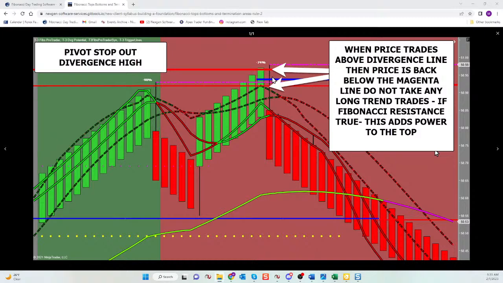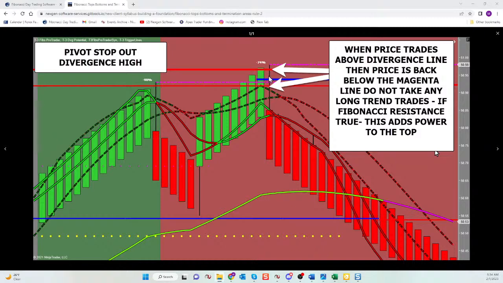We start the process over when price reaches this area of resistance, this magenta high, and this second area of resistance. You'll notice that absolutely none of the trigger lines get through this area. Now we have what's called a pivot stop out. And when price trades above a divergence line and then back below, no long trades into that area. And when it happens at one of those Fibonacci areas, it becomes a very powerful termination condition.